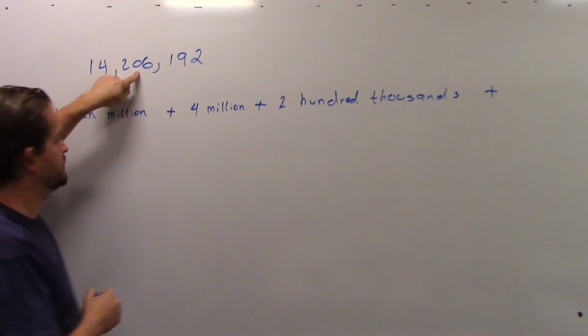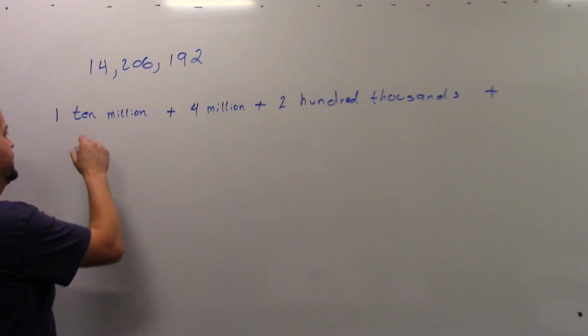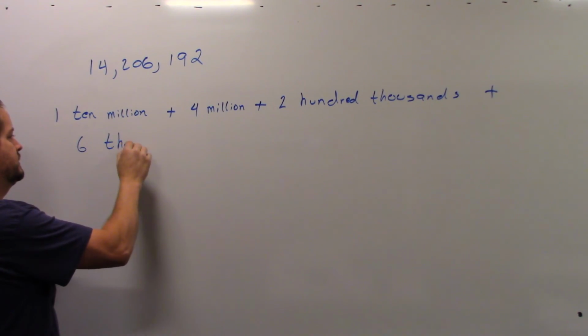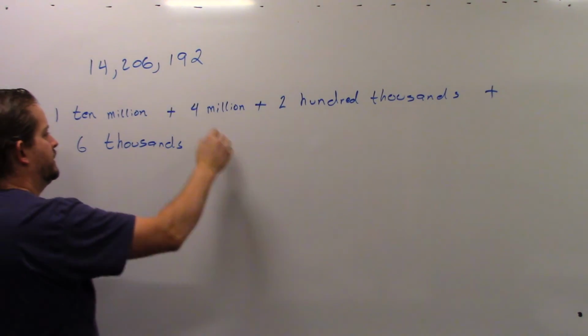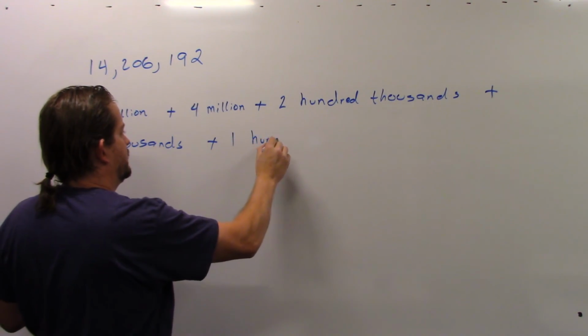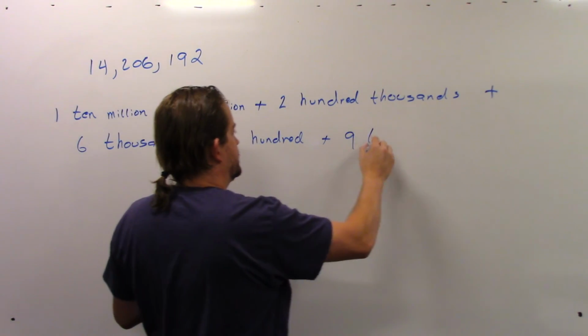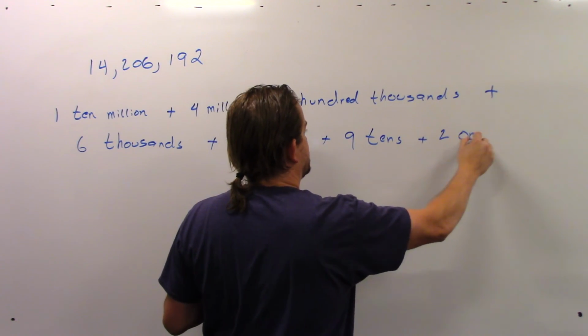plus, there's nothing in the 10,000s, so I don't have to write it. I just move on to 6 thousands plus 100 plus 9 tens and then plus 2 ones.